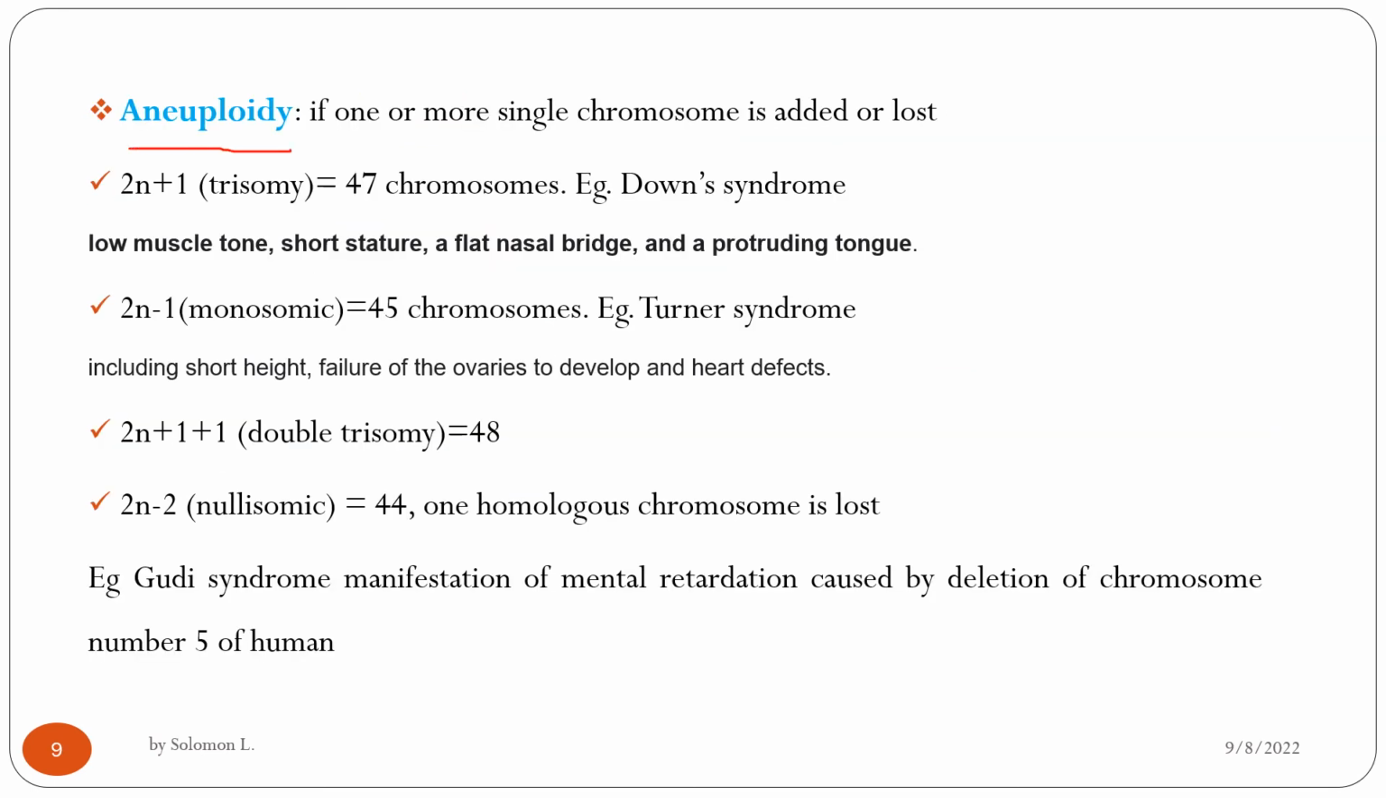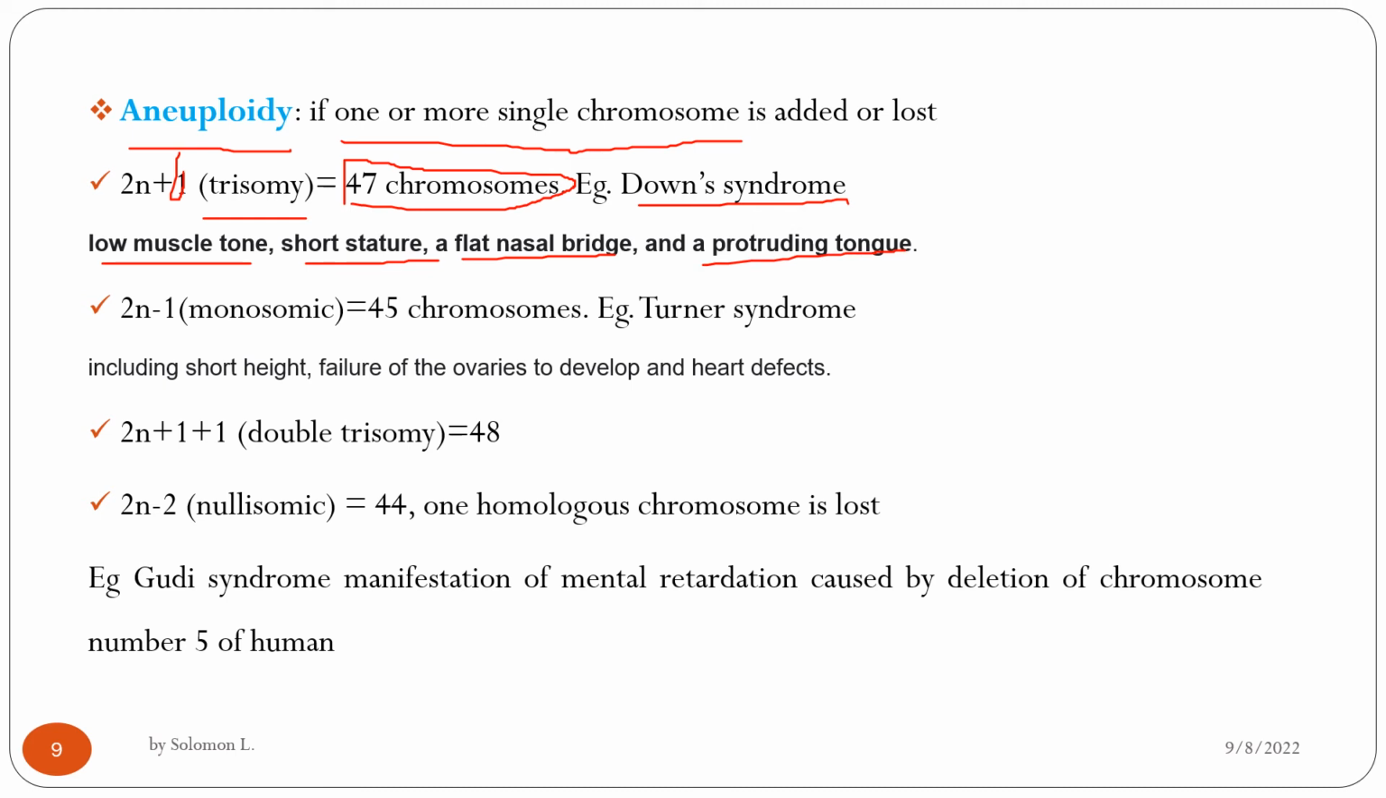Aneuploidy is another chromosomal mutation. If one or more single chromosomes are added or lost, aneuploidy is formed. For example, trisomy is a good example of aneuploidy. If one single chromosome is added, 47 instead of 46 chromosomes are found in a single body cell. A good example is Down syndrome. Down syndrome is characterized by low muscle tone, short stature, a flattened nasal bridge, and a protruding tongue.